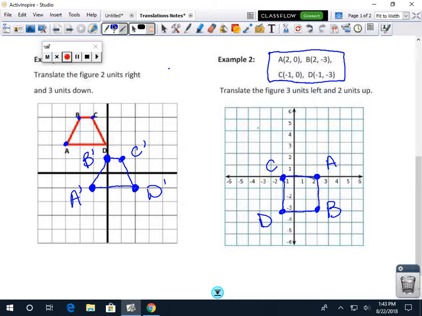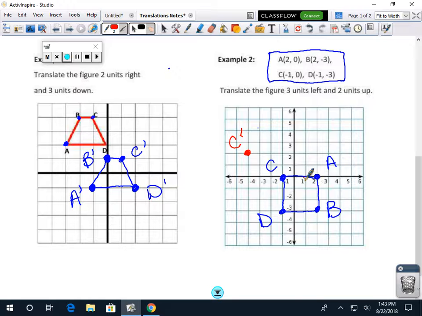And now I'm going to do the translation. I'm going to translate the figure 3 units to the left and 2 units up. So I'm going to take each of these points and go 3 units to the left and 2 units up. From C, I go to the left 1, 2, 3, and up 1, 2. And this new point we're going to name C prime.